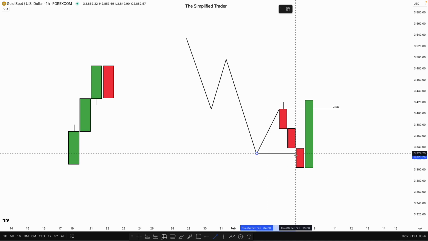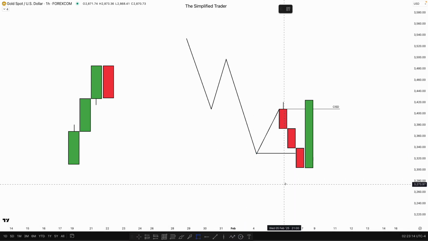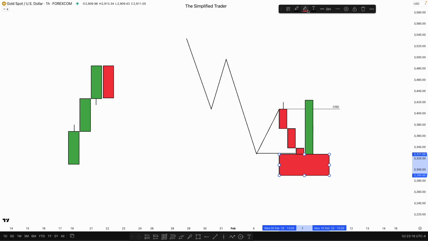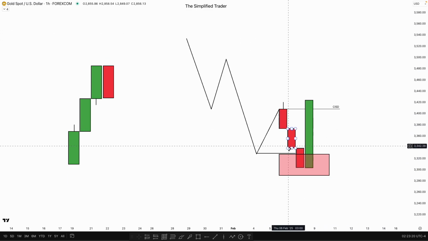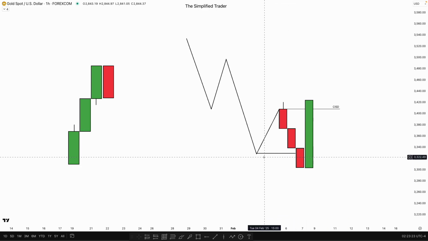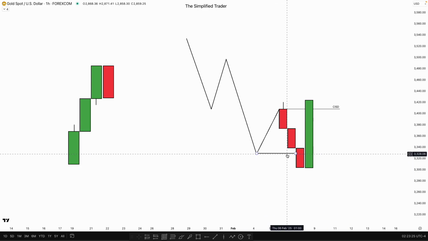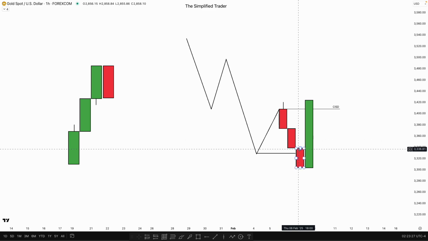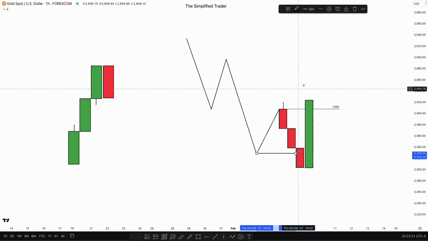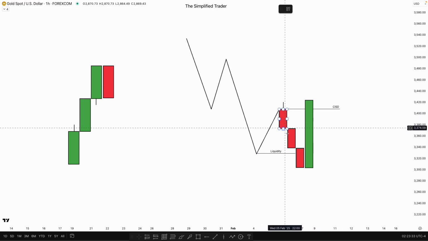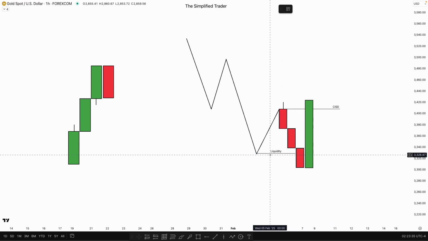Remember, a turtle soup is just a sweep of liquidity. That is all a turtle soup is. It is a trap. So we have that sweep of liquidity, and we have 3 consecutive bearish candles that took out this low. So here we have our liquidity. We've got 3 consecutive candles that took out the low.